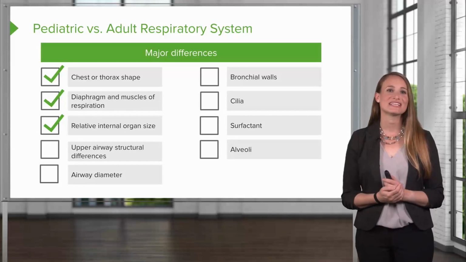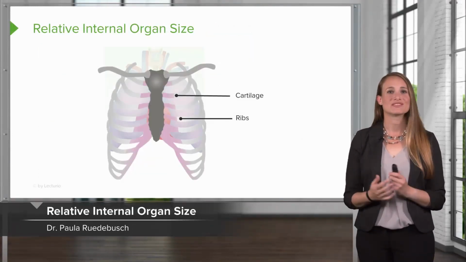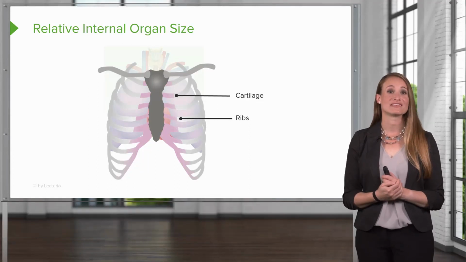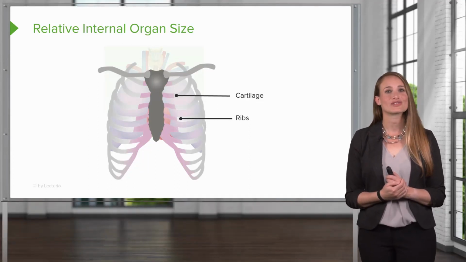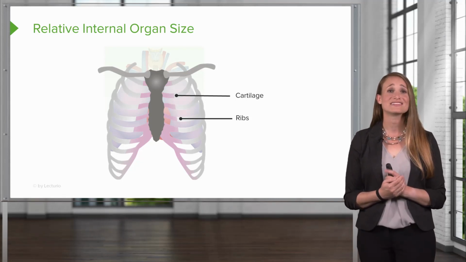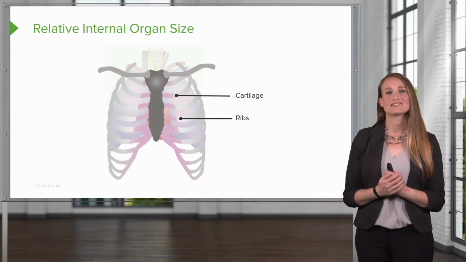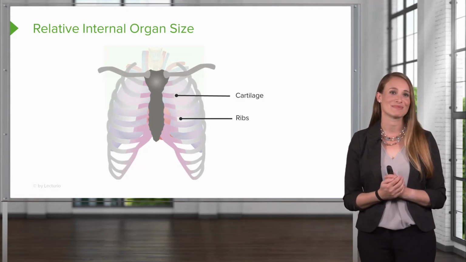Now let's talk about the pediatric relative internal organ size. Here you see the bones and the bony structures overlaying the organs in the chest cavity. Pediatric internal organs are relatively large in relation to the infant or child size, and this can be a real problem. The increased size of the organs in proximity to the lungs leaves little space for increased chest expansion.